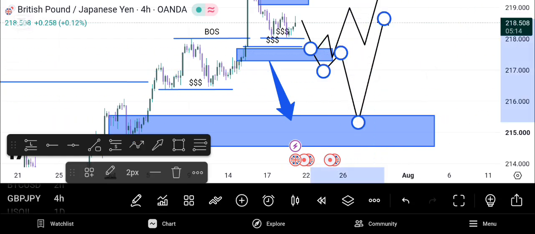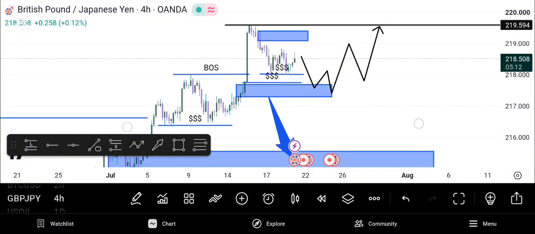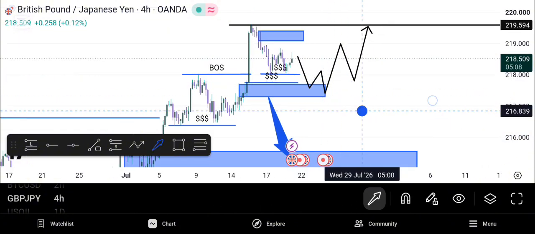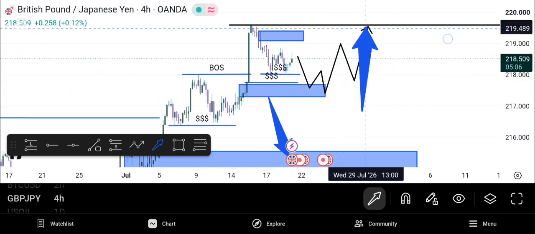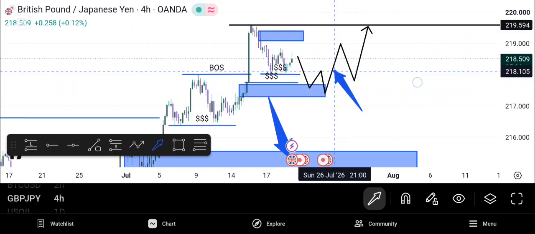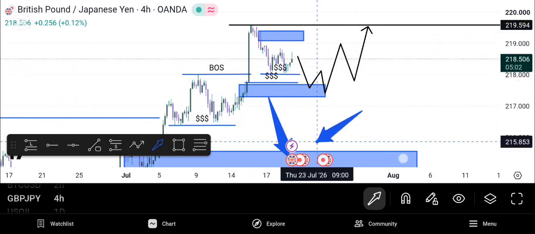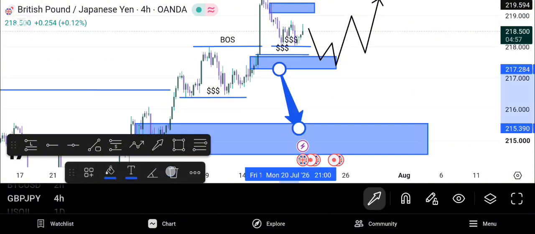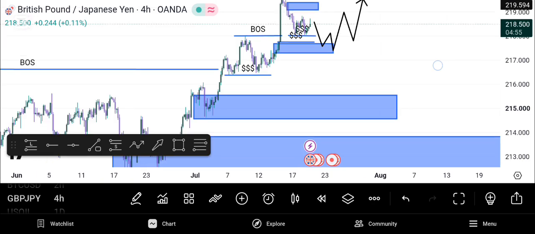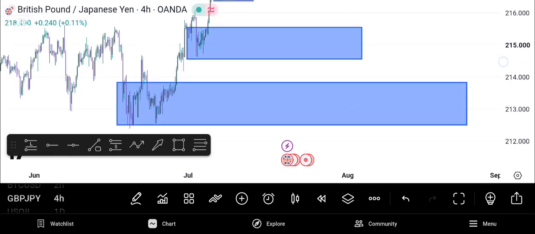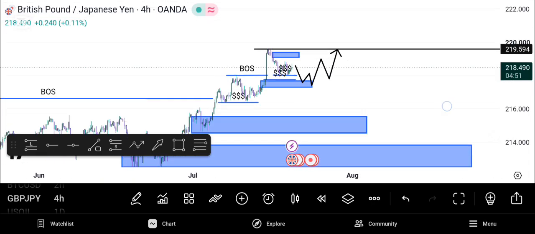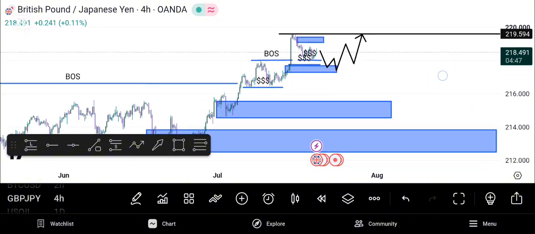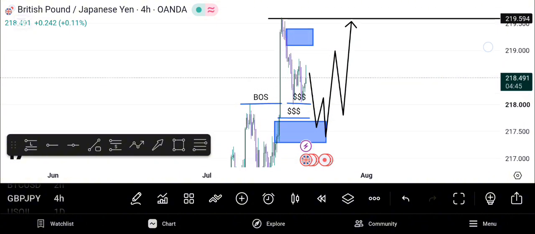So I'll be keeping my eyes open. That's why I'll be using confirmation entry to understand that price has really changed direction from here, and then I start buying to the upside from the 15 minutes. If not, I'll be looking to buy from this level. So this is my analysis on GBPJPY for today. I'll keep things very open.